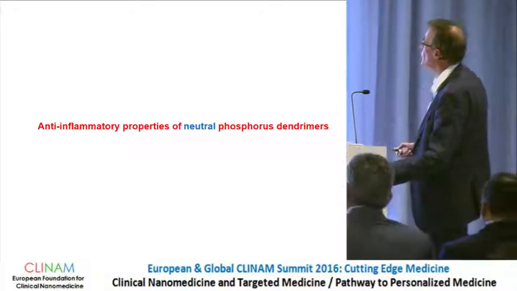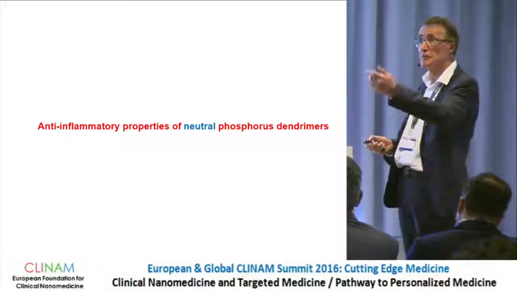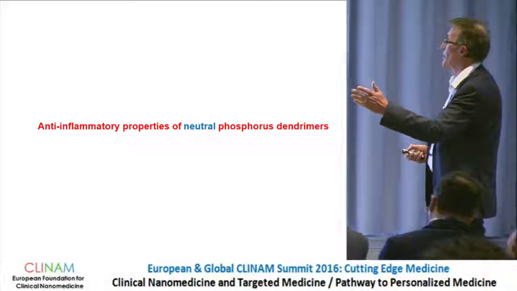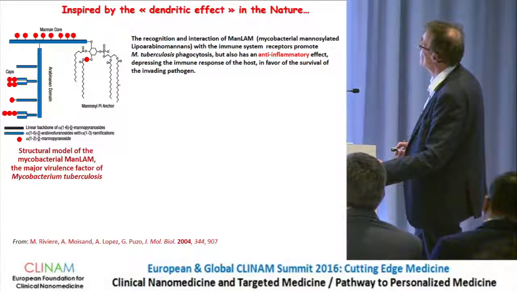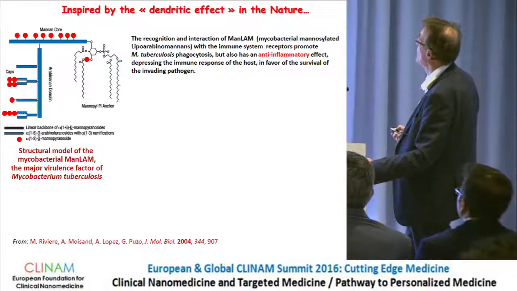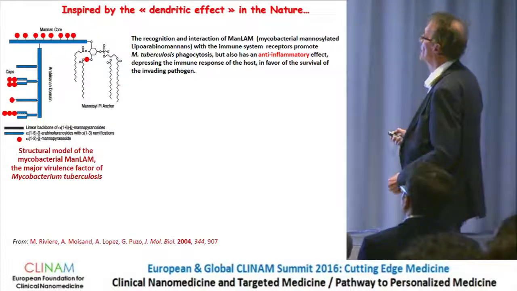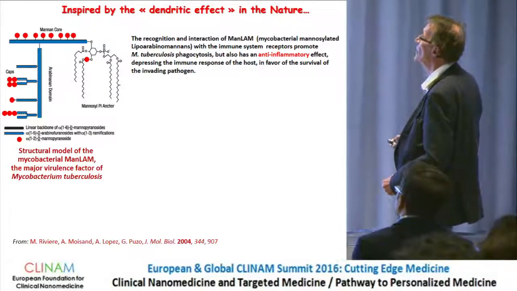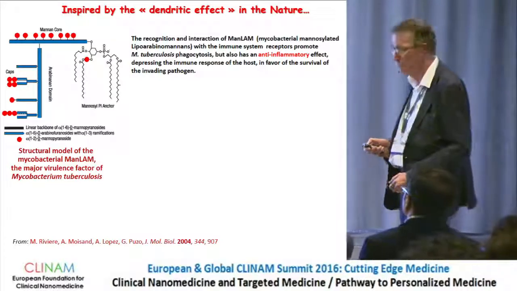Last, I would like to show you the anti-inflammatory properties of neutral phosphorus dendrimers, an additional example to the one presented by Valentin Sina. For that, as you know, the recognition of and interaction of ManLAM, that is to say the mycobacterial mannosylated lipoarabinomannan, with the immune system receptor promotes Mycobacterium tuberculosis phagocytosis, but also, and this is important, has an anti-inflammatory effect, depressing the immune response of the host in favor of the survival of the invading pathogen.